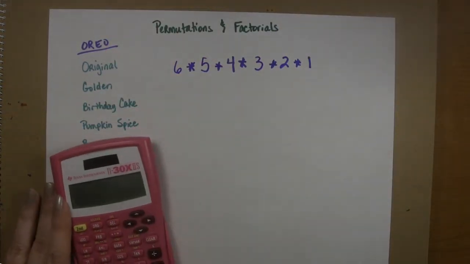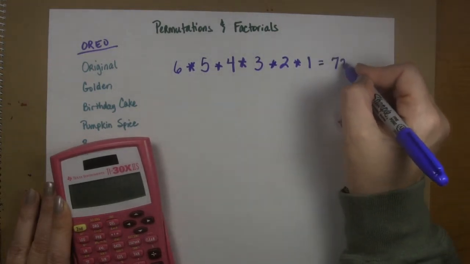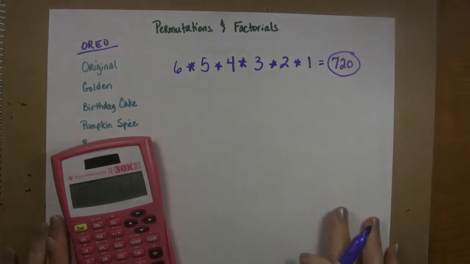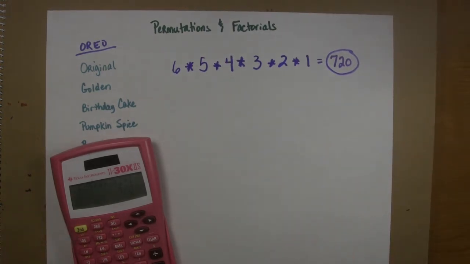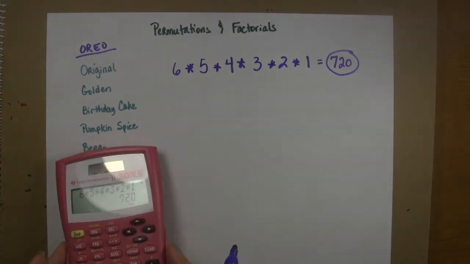So I would go on my calculator and I would say, okay, 6 times 5 times 4 times 3 times 2 times 1 equals 720. So there are 720 different ways, different orders that I could eat those Oreo cookies.